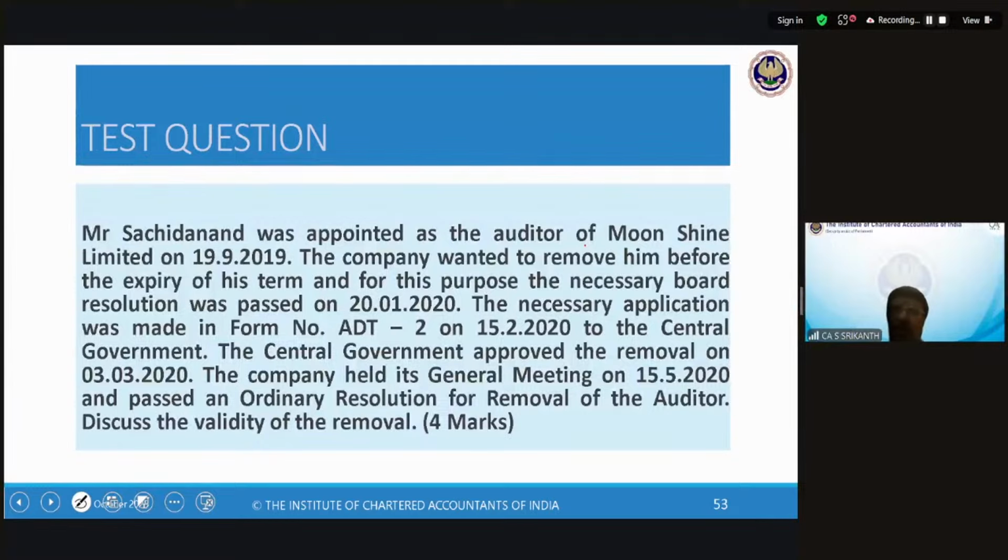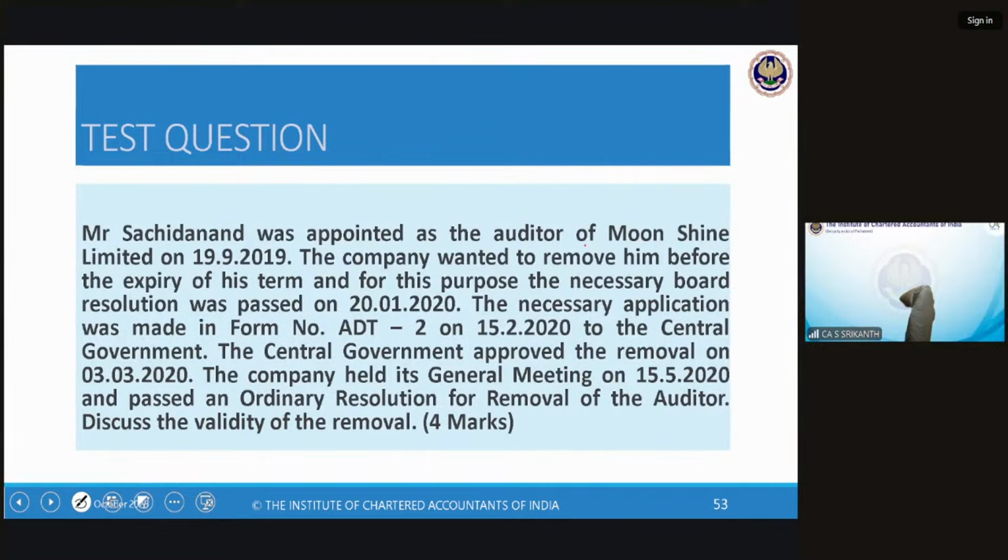Mr. Sachidanand was appointed as the auditor of Moonshine Limited on 19/9/2019. Okay. So you don't like that date, change it. 19/9/2024. The company wanted to remove him before the expiry of his term. And for this purpose, the necessary board resolution was passed on 20/01/2025. Whatever. Take the same date also, no problem. 20/01/2020. The necessary application was made in form number ADT 2 on 15/2/2020. Correct. It should be done within 30 days from the date of board meeting. Correct? To the central government. The central government approved the removal on 3/3/2020. Correct? No problem. Fantastic. So Sachidanand gone.